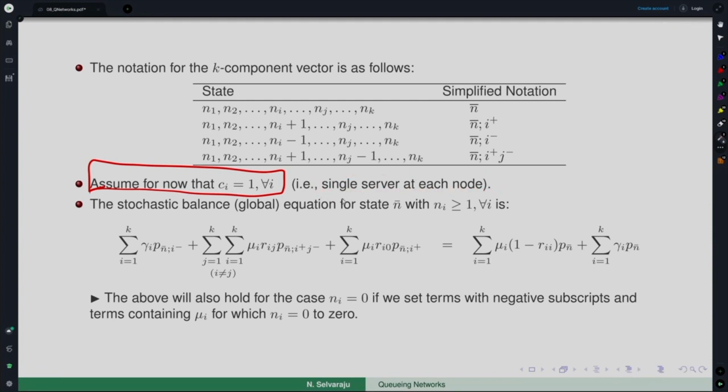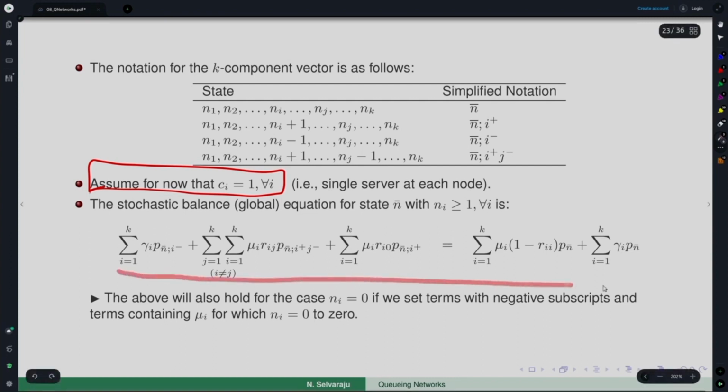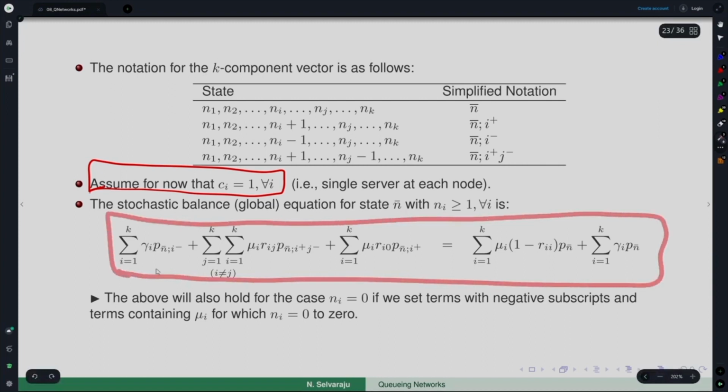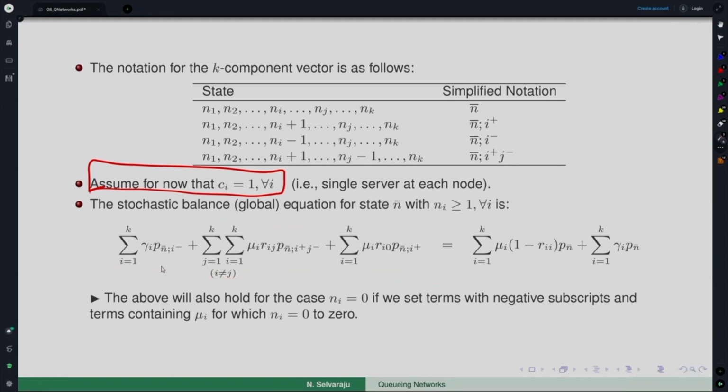Now, if that is the case, then the global balance equation can be written down for the state n bar with the condition that each of these ni's is at least 1. So, none of these ni's are going to be 0 in this equation. That is the general set of equations that one would have, and this is what it is.